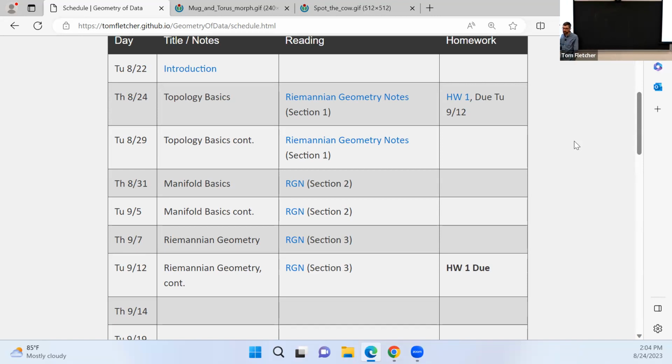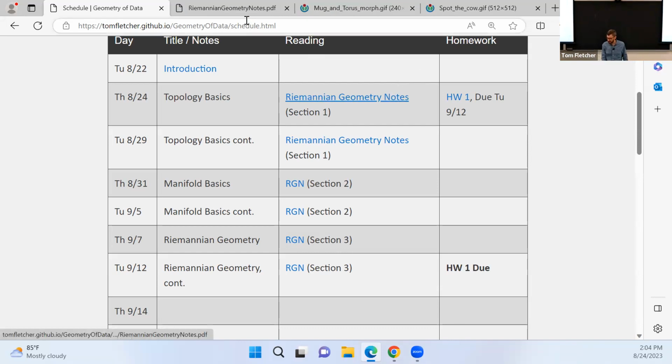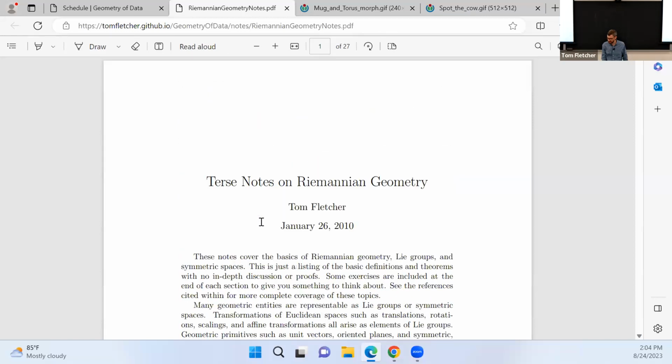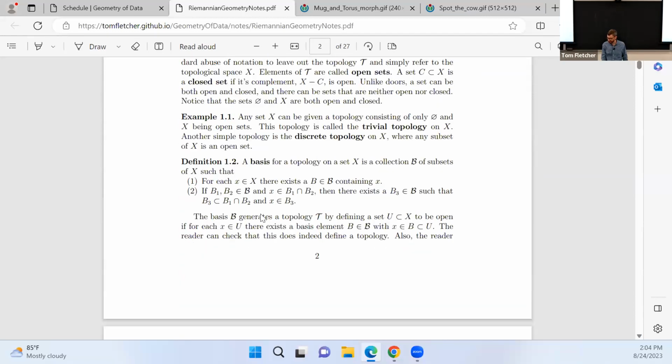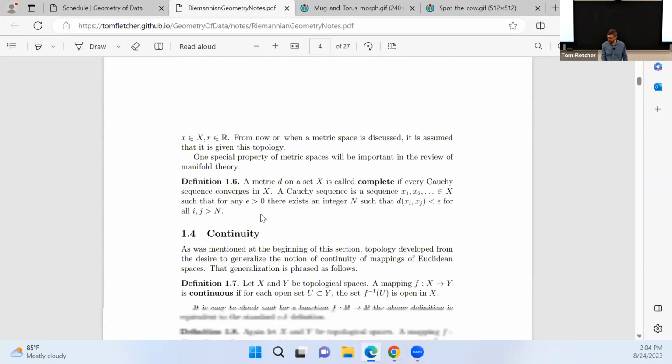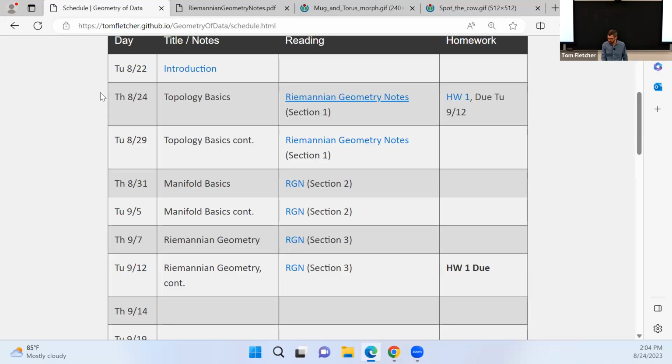And the next six classes are going to be following the Riemann geometry notes. If you click on that link, there's the PDF notes for what we're talking about. And you'll probably be able to tell that this is all math. What we're doing here, as you can see on the schedule, is topology. Then we're going to talk about manifolds. And then we're going to talk about Riemann geometry, which is sort of metric or distance geometry on manifolds.